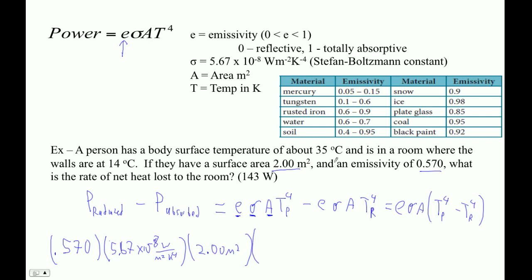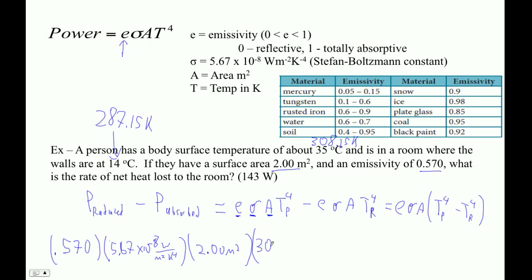Okay, let's see. We got to figure this out. So 35 degrees Celsius, 35 plus 273.15. Thought you'd get me with that. That's 308.15 kelvins. And this one here is 14 plus 273.15. I've got to turn these into kelvins, right? 287.15 kelvins, right? So I've turned that into kelvins, this guy into kelvins. Now we're all set, right?